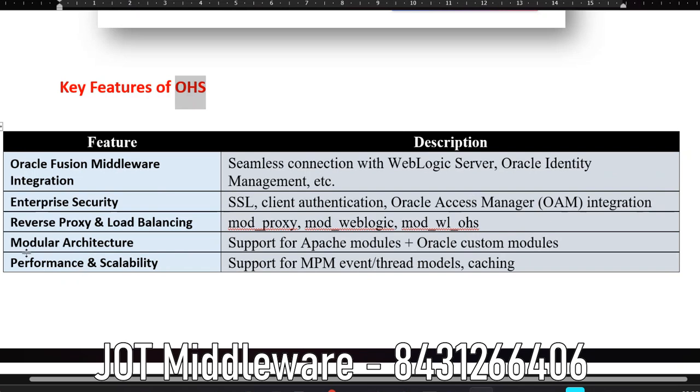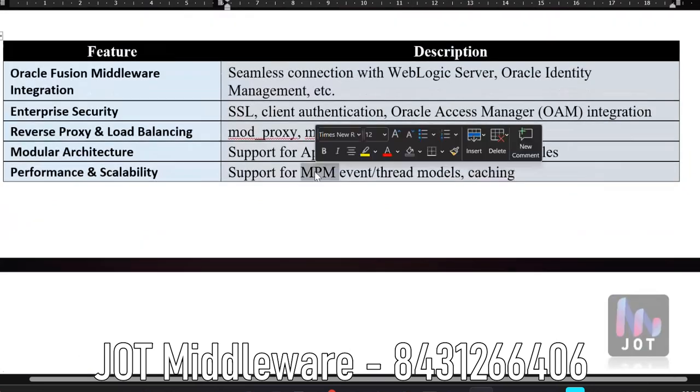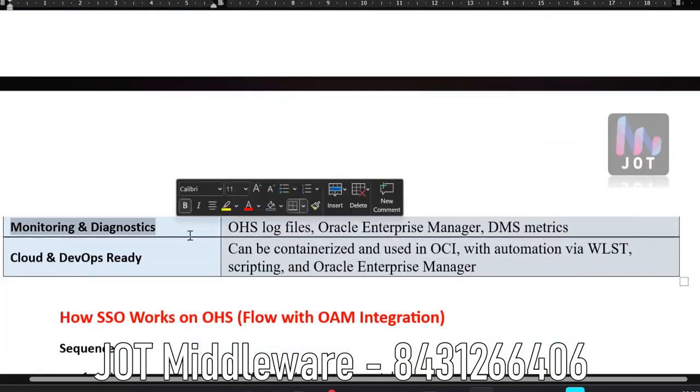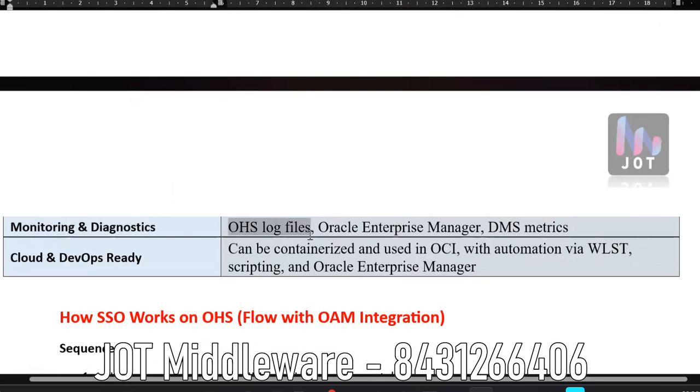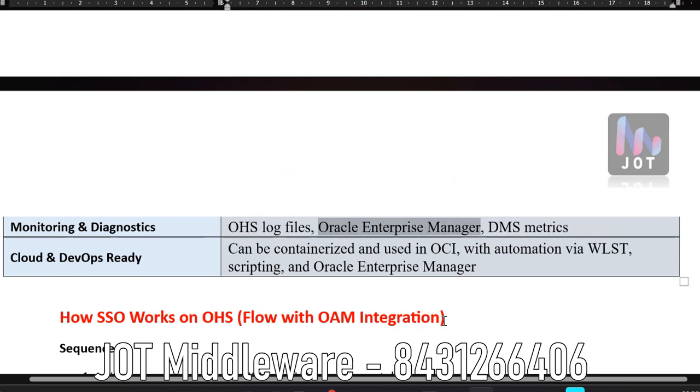because OHS is a licensed tool. And in terms of performance and scalability, OHS supports MPM, which is the event and thread models, and caching. We will understand what MPM is, multi-processing modules. For monitoring and diagnostics, usually we know all the web servers have log files, and along with this, you can also monitor the real-time metrics using Oracle Enterprise Manager.